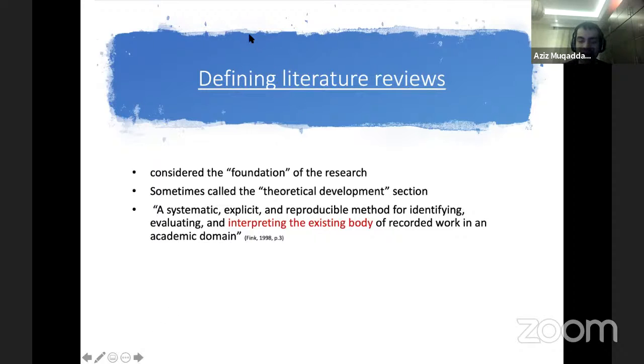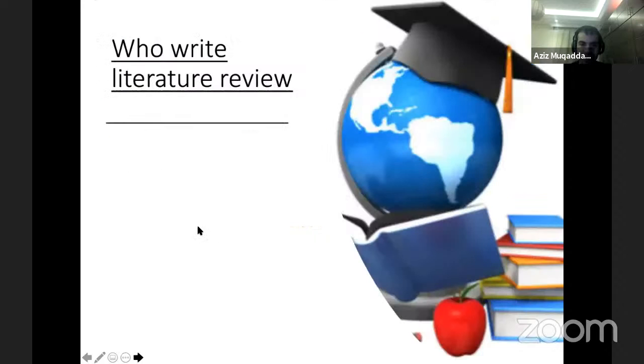And by academic domain, they mean whatever topic you're studying. If you're studying mobile use, video games, romantic relationships, persuasion, political advertising, you name it. Whatever subtopic you're investigating, you're going to review the literature around that subtopic. So that's what they mean by an academic domain.